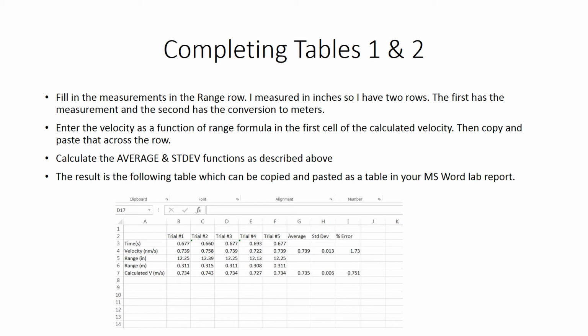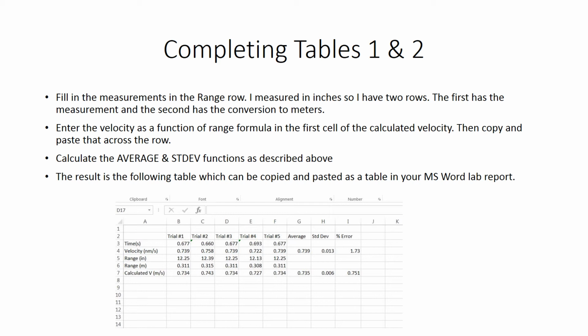Then in the last row, you use the formula that relates velocity to range. It's that one that has velocity equals the square root of some stuff times range. And remember, we said back on a previous slide, that square root turns out to be a factor of 2.35. So in this case, you just simply take the range in meters and multiply by 2.35. And you use the same technique of calculating the first cell and then copying and pasting across.